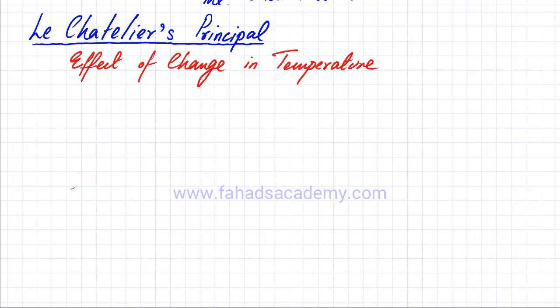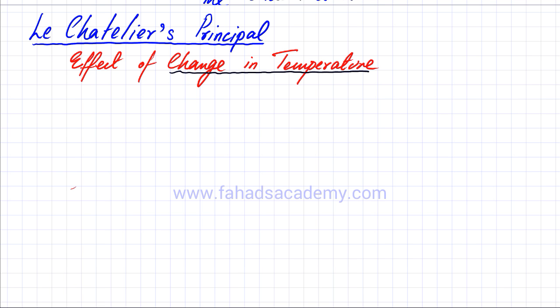Now we have discussed Le Chatelier's principle, which was that equilibrium would try to counter any change that is introduced into the system, and we are now going to try and understand why it does that. So the first change in conditions is a change in temperature. We're going to see how, when temperature changes, the equilibrium would try to counter that change, as the Le Chatelier principle states.